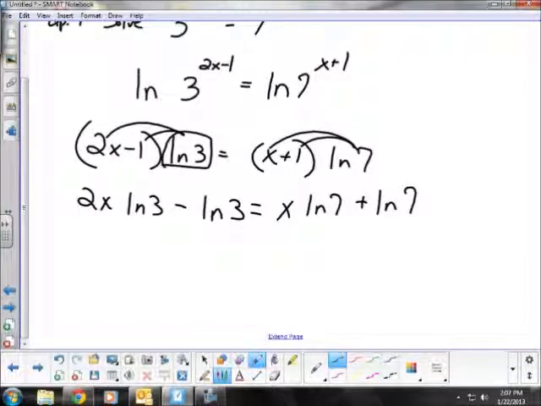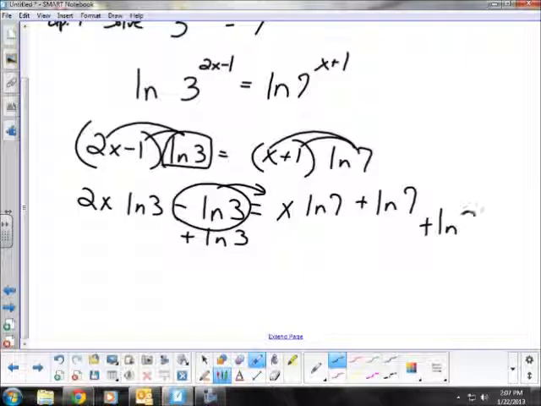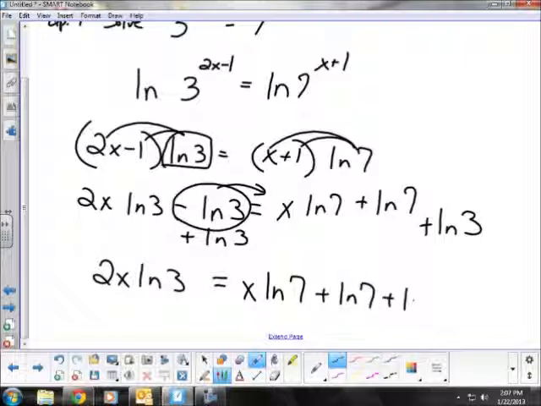Now, just like every other time when I'm trying to solve for x, I got to get everything that's got an x on one side and everything without x's on the other side. So the minus ln of 3 needs to come across, right? So I'm going to do that by adding the ln of 3 to both sides. And I don't have any like terms, so it's just going to get listed over there. So I'm going to have 2x times the ln of 3 is equal to x times the ln of 7 plus the ln of 7 plus the ln of 3.